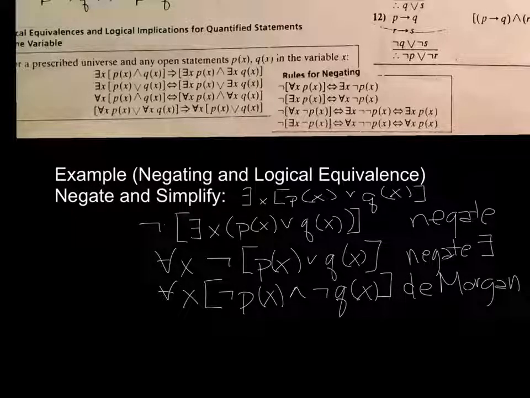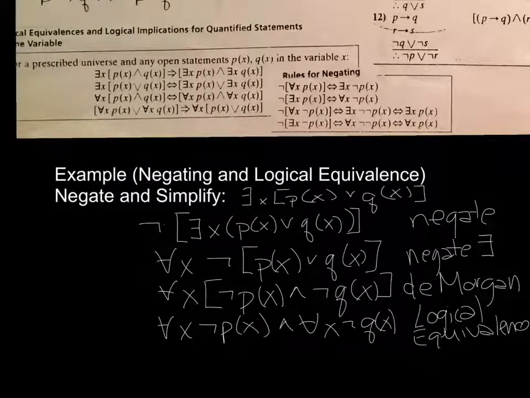Last, I'm going to use my logical equivalence, which says if I have a for all outside a compound statement, or an and in particular, I can then convert it to a for all with for each simple statement. So here I have a for all not p of x and my for all not q of x. And again, I use that logical equivalence. This one over here.